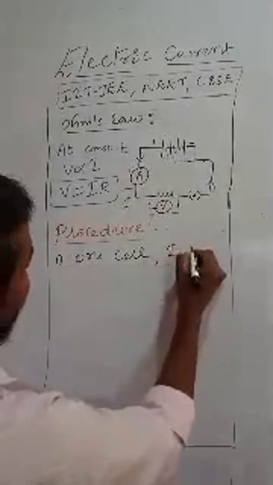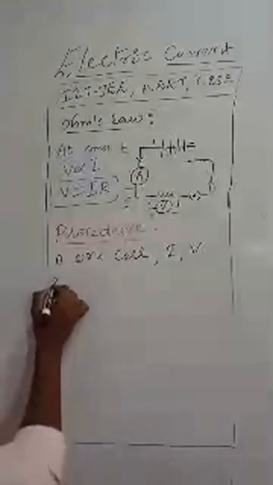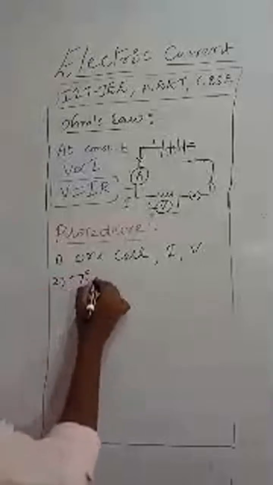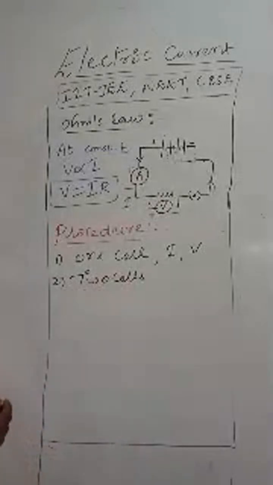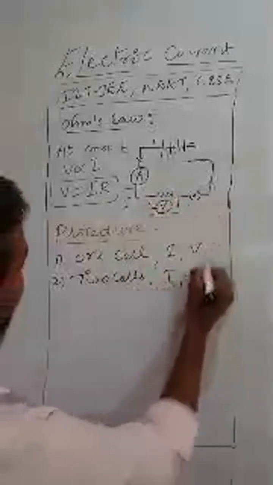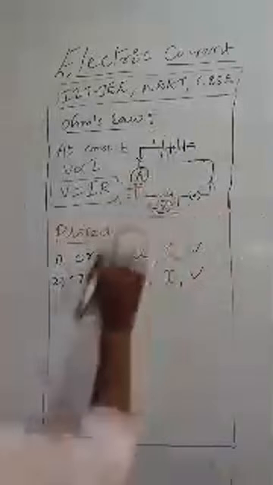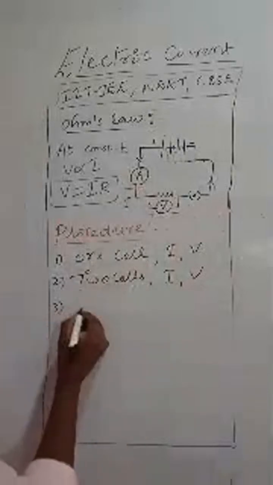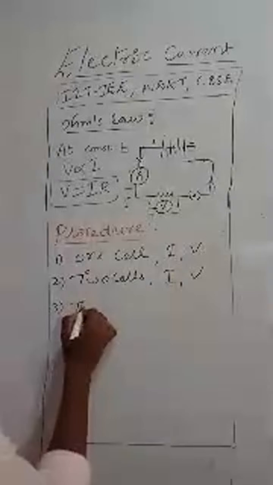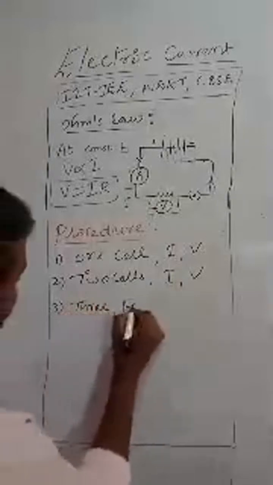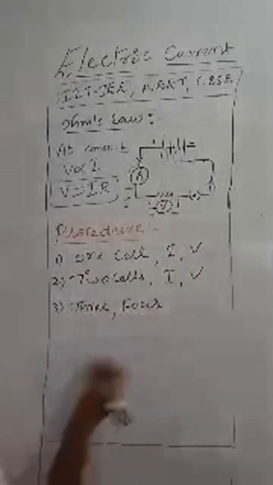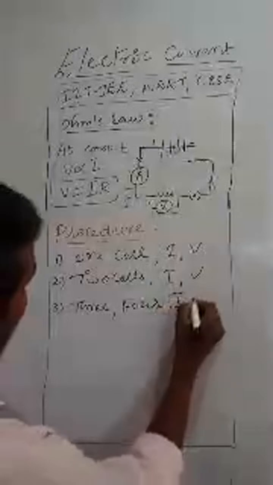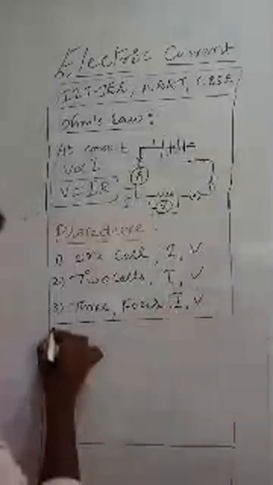Ammeter gives current, voltmeter gives potential difference. Next, connect two cells in the circuit and take the reading of the ammeter and voltmeter. Then repeat the process for 3 cells and 4 cells. That's enough, there is no other cell. Take the readings of the ammeter and voltmeter.